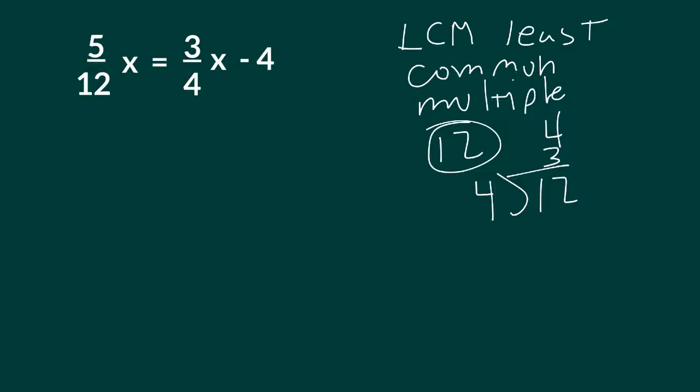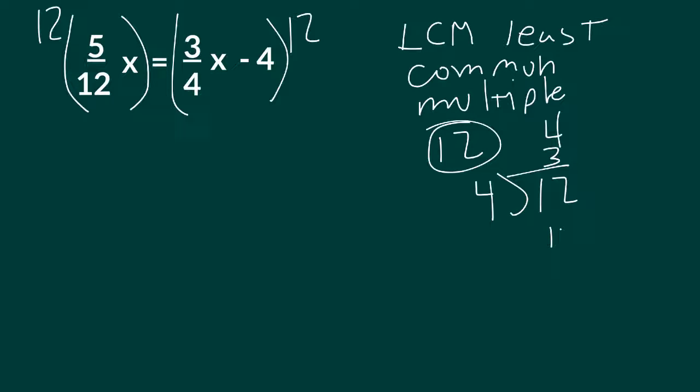So I'm going to multiply both sides of the equation by 12. Remember, according to the multiplication property of equality, as long as I multiply both sides of the equation by the same thing, the equation is still true.